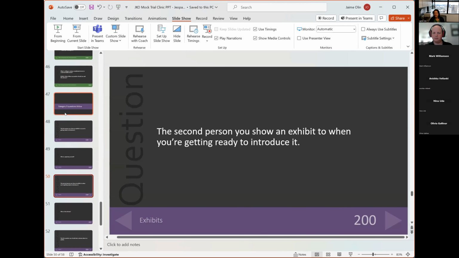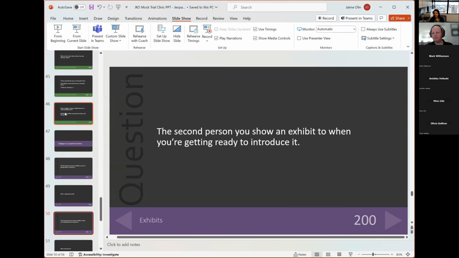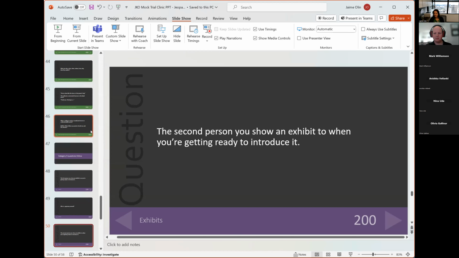Who is the second person you show an exhibit to when you're getting ready to introduce it? Lawson Duke: Opposing counsel. Jamie, what do you think? So in my mind, opposing counsel would be the first person that I would show an exhibit to. And then you would show it to someone else directly after that.